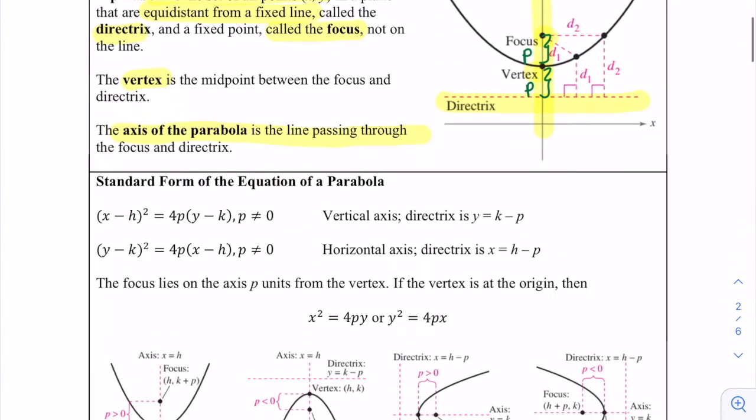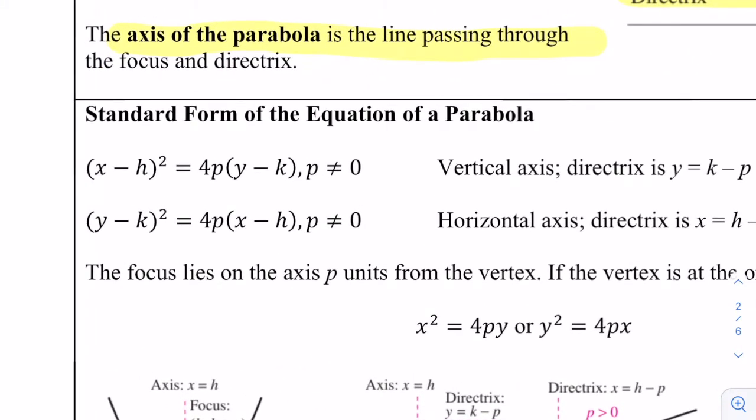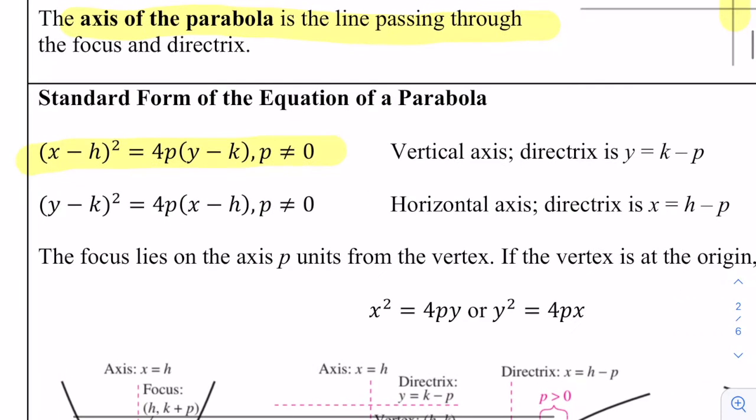All right, so to write the standard form, we're going to use the p. So we have x minus h quantity squared equals 4p times y minus k. And then if we have a parabola that's on the horizontal axis or opening left to right, that equation will be y minus k quantity squared equals 4p times x minus h.